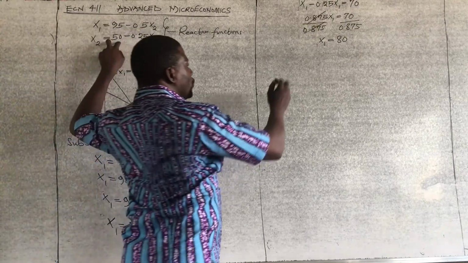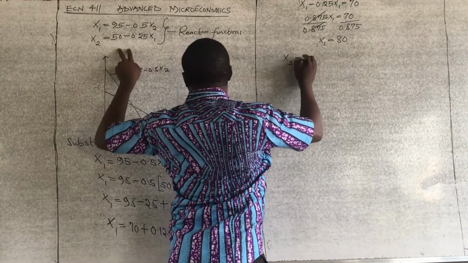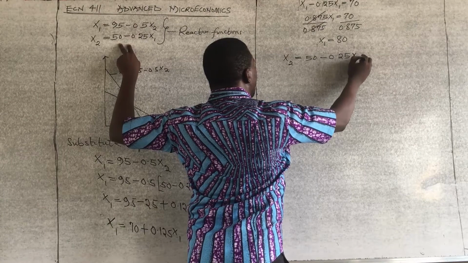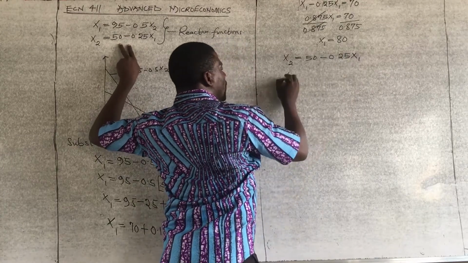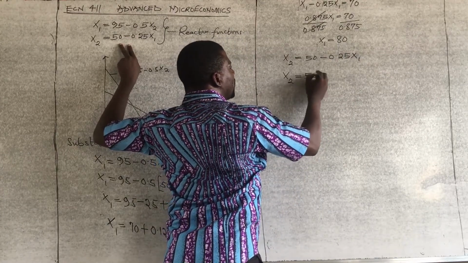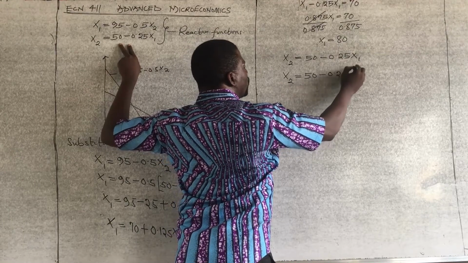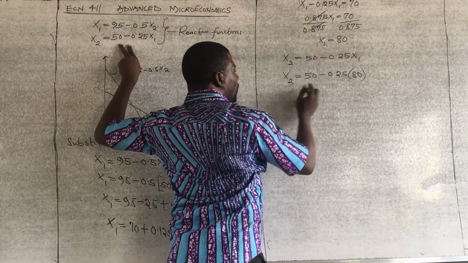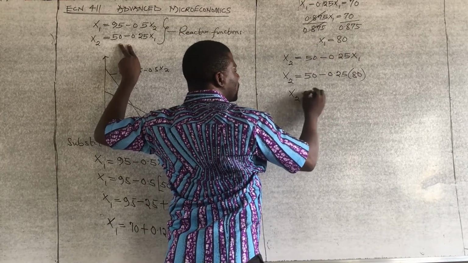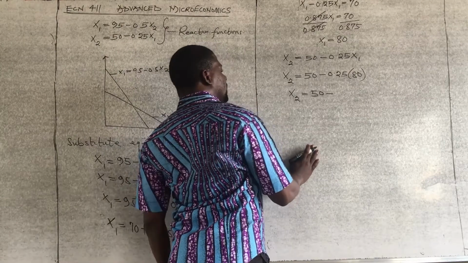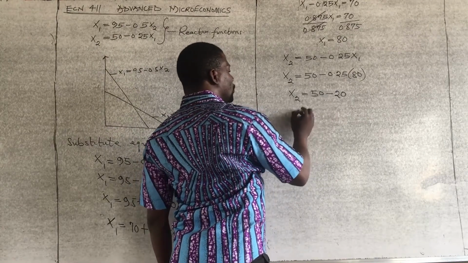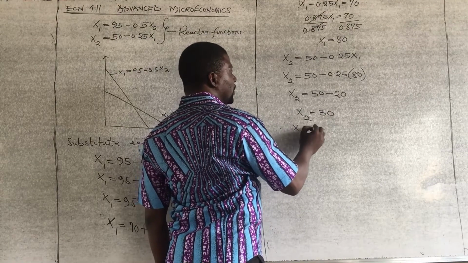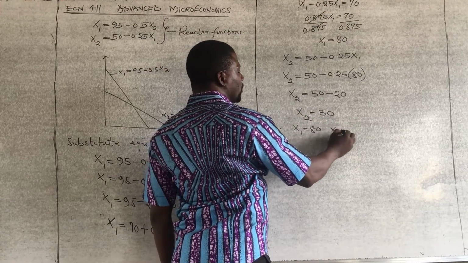From this equation, you know our x2 is what? 50 minus 0.25 x1. So our x2 will now be 50 minus 0.25 into bracket 80. Where we see x1, we put 80. Give me the figure. 0.25 times 80 is 20. So x2 will now be what? 30. So therefore our x1 is 80, x2 is 30.